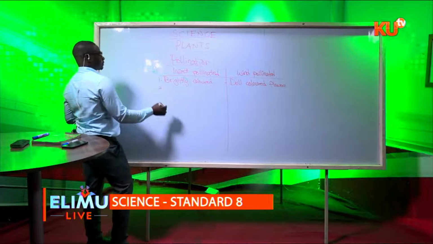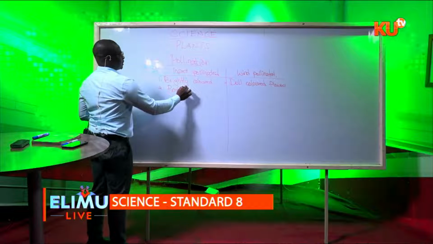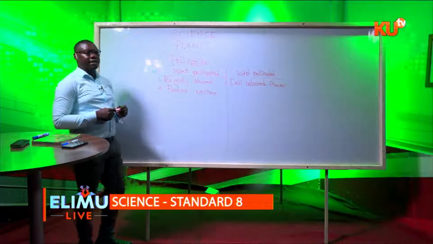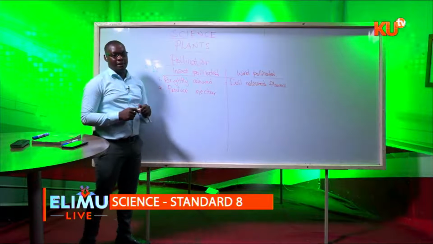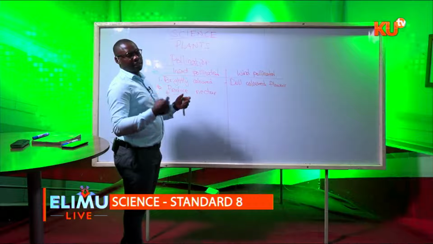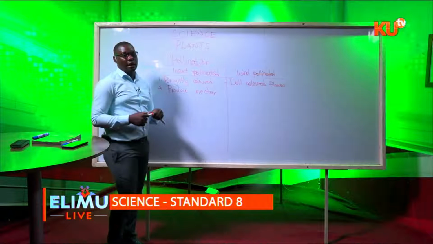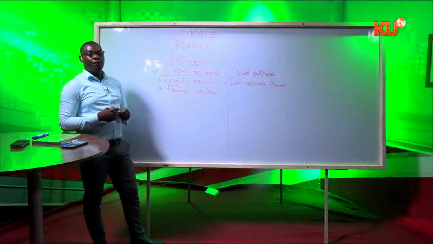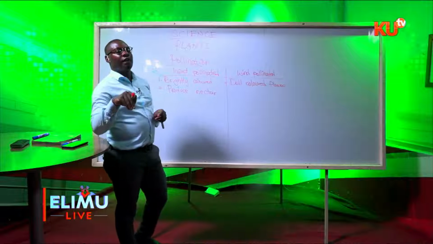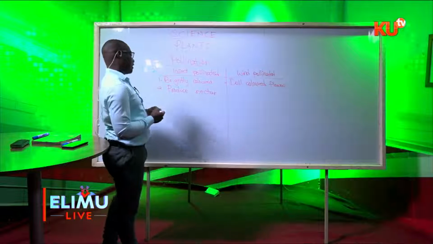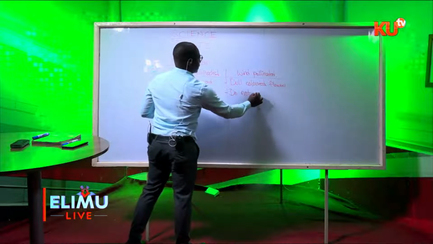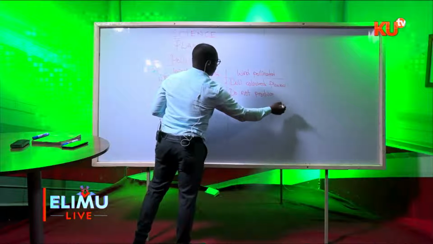Number two, they produce nectar. So insects like bees feed on nectar. As they are in their business looking for nectar, in the process they are going to allow pollination to take place. As they move from one flower to the other, they carry the pollen grains from one flower and deposit them at the stigma of the other flower. Wind pollinated flowers do not produce nectar.